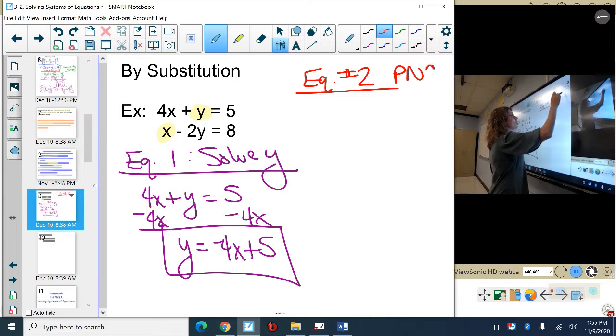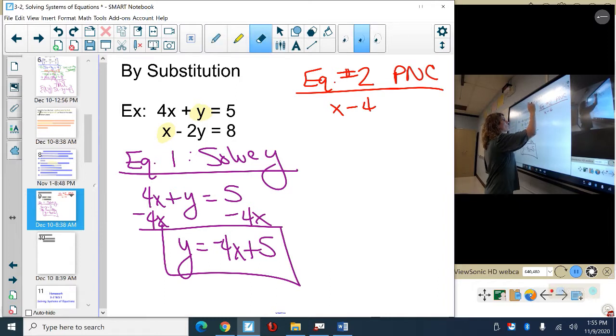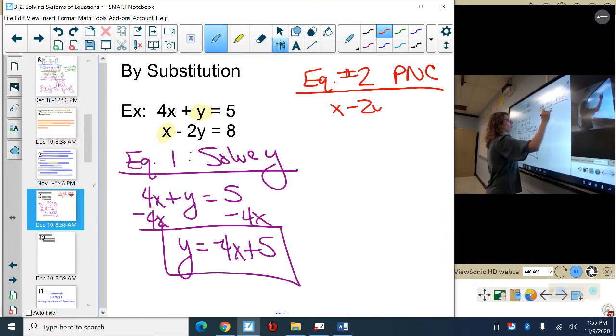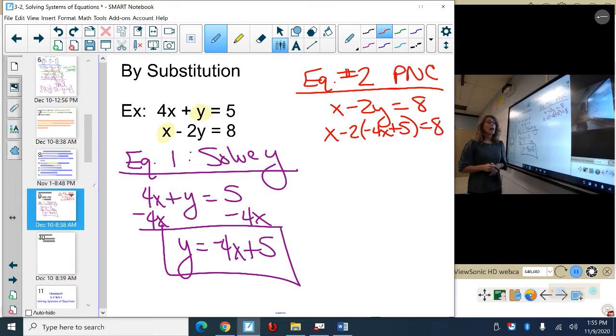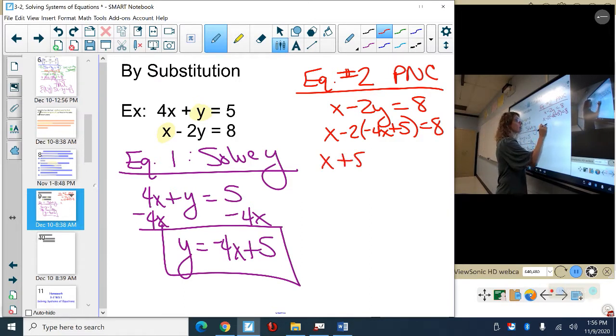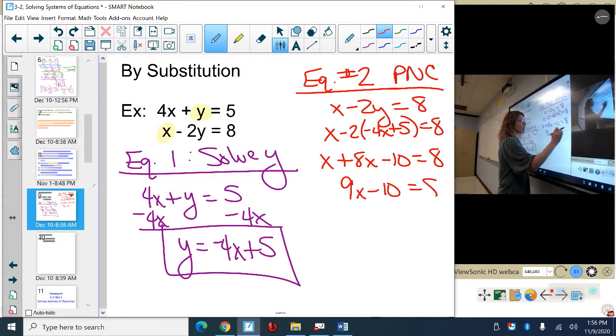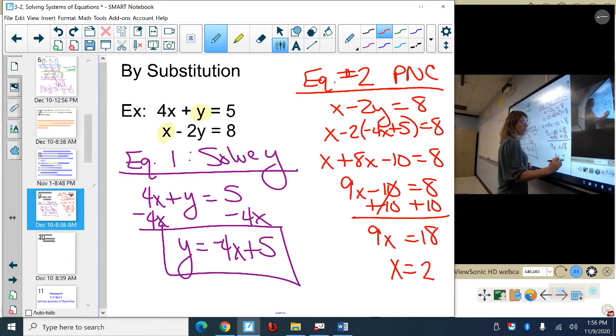And I'm going to plug and chug. PNC means plug and chug. So that's x minus 2y is equal to 8. Every place you see a y, you are going to plug in the negative 4x plus 5. So x minus 2 times negative 4x plus 5 is equal to 8. And you're going to solve. So this gives you an x plus an 8x minus a 10 is equal to 8. 9x minus 10 is equal to 8. Add 10. 9x is equal to 18. Divide by 9, x is equal to 2.